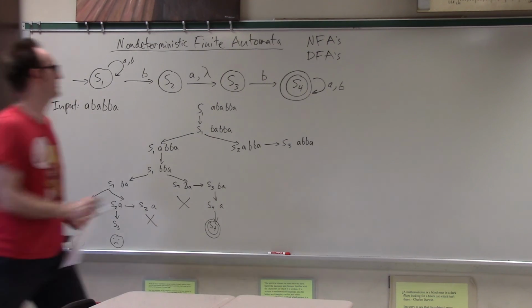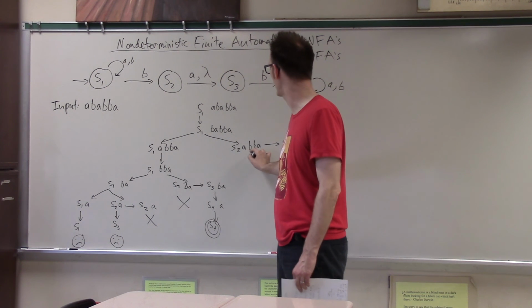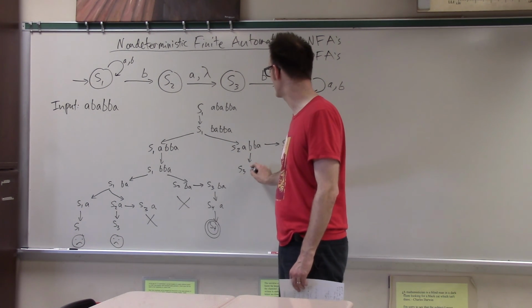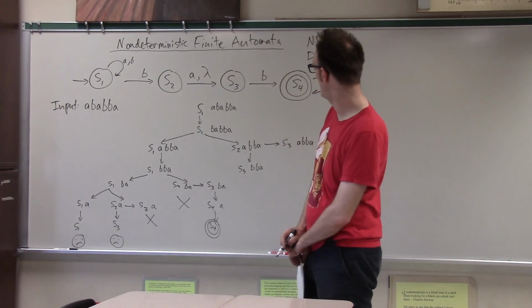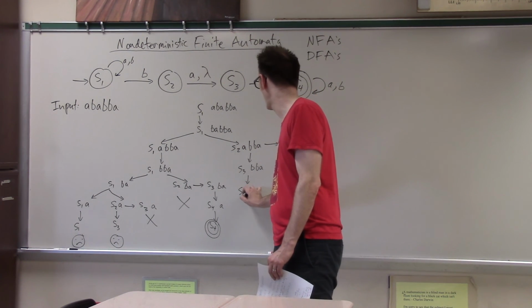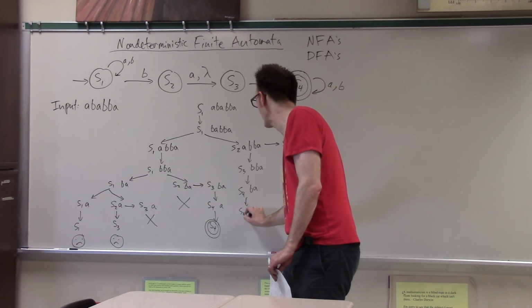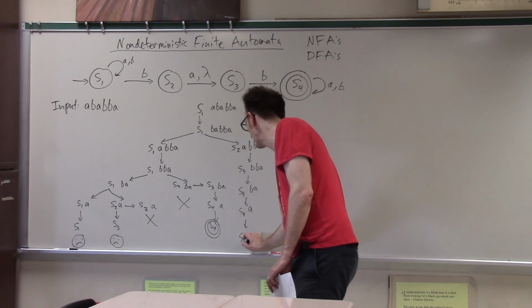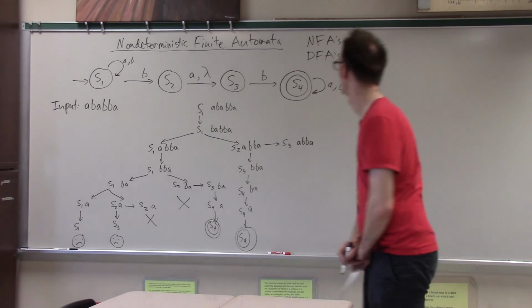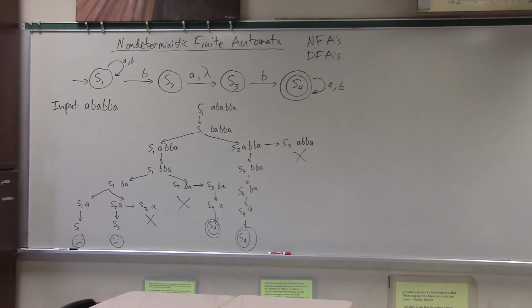Okay, continuing over here, S2, what happens if I read an A? I go to S3, right? And in S3 I have a BBA. Yeah. And now I read that B, and I go to S4 with a BA. And now I process that B, I'm still in S4 with an A, and now I'm still in S4 and I accept. And in S3, this just dies because there's no rule for what to do in S3 when I read an A.